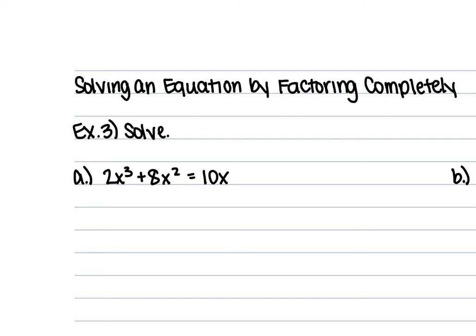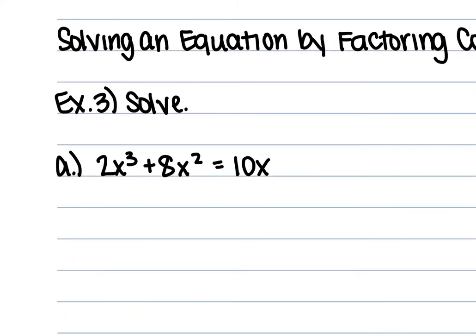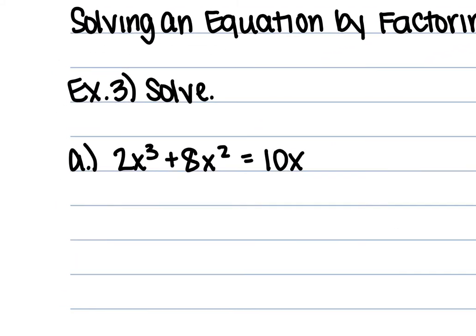Now, the only thing we're adding is an equal sign, okay? So this is where we set it equal to 0, and at the end we get a bunch of different roots. All right, so check it out. We've got 2x cubed plus 8x squared equals 10x. Remember, you don't start factoring until what? One side needs to be equal to 0.